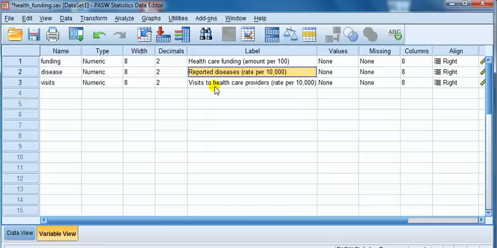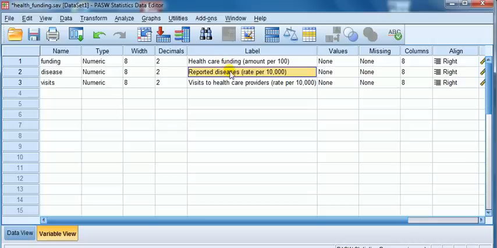Also, how about visits to healthcare providers? How would that be related to the diseases? Well, we think that the more people who visit healthcare providers, the reported disease rates should go up. I would expect a positive correlation there, because with more people who visit, there's probably more chance of detecting disease. More people, more disease.